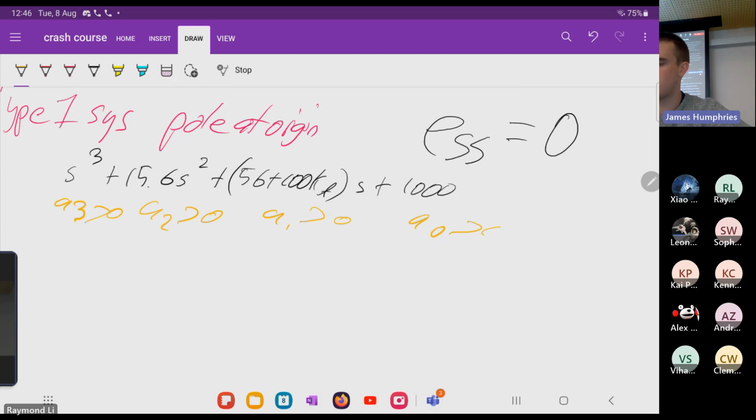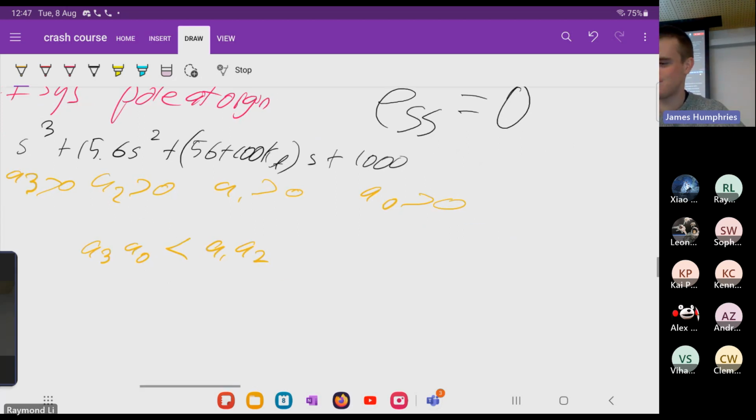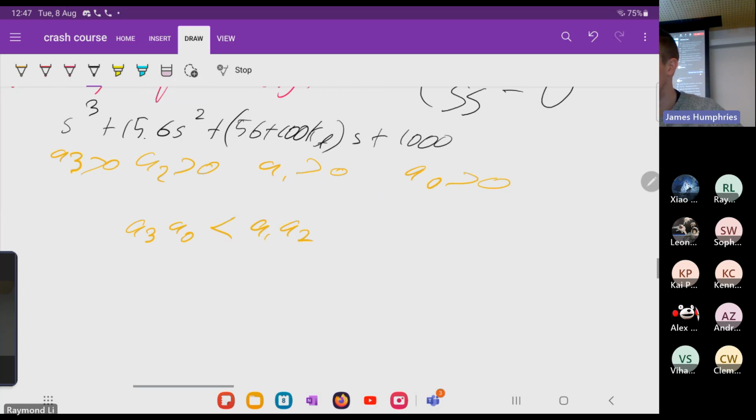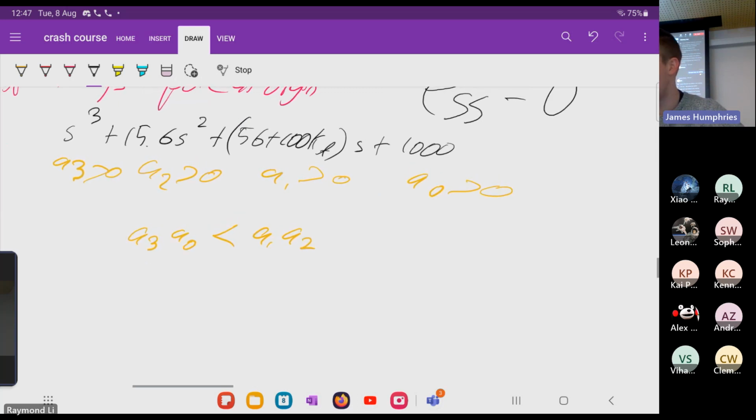And then what's the other condition? A3, A1, A0, less than, oh yeah. Or greater than, I don't know. It's one of the two. Yeah, I'm pretty sure it's that one. It is that one. Perfect. So from there, we know currently they all are.